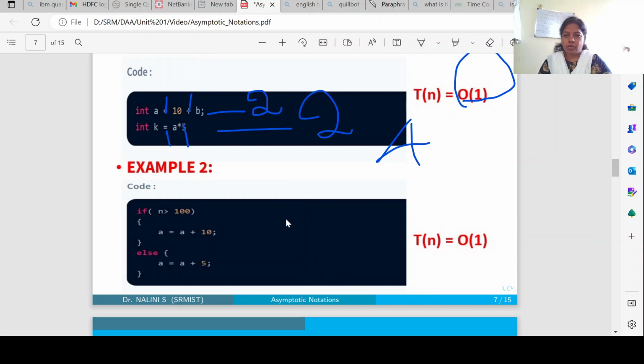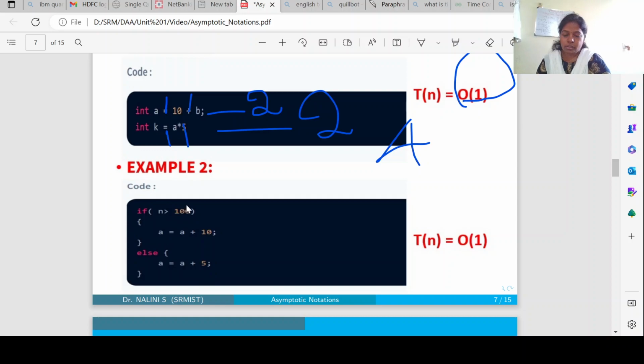You can also see the second example. Here also you have if n greater than 100, a equal to a plus 10. This statement also requires 2 units of time, one for assignment and one for arithmetic operation. In the else part you have one statement, a equal to a plus 5. This also requires 2 units of time.